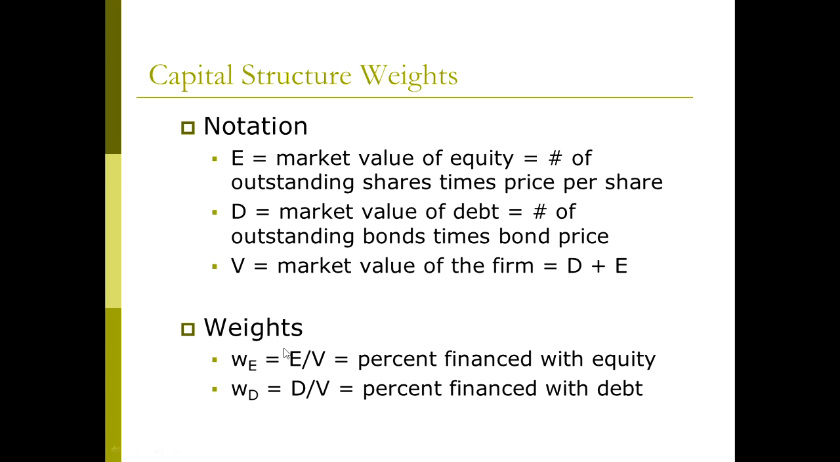Okay, weights. The percentage financed by the equity is equity divided by the total value of the firm. The percentage financed by debt is the market value of debt over the total market value of the firm. Okay, so let me emphasize the market value here. When we talk about capital E and capital D, we do not use the book value recorded in the accounting book in the financial statements. No, we are going to calculate the market value of stocks and bond.